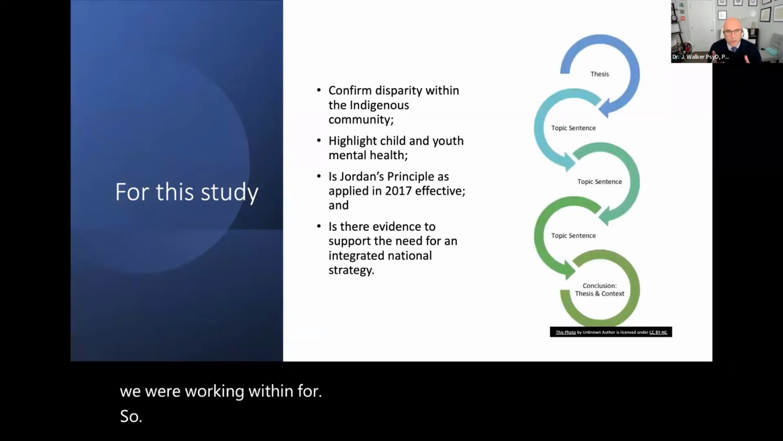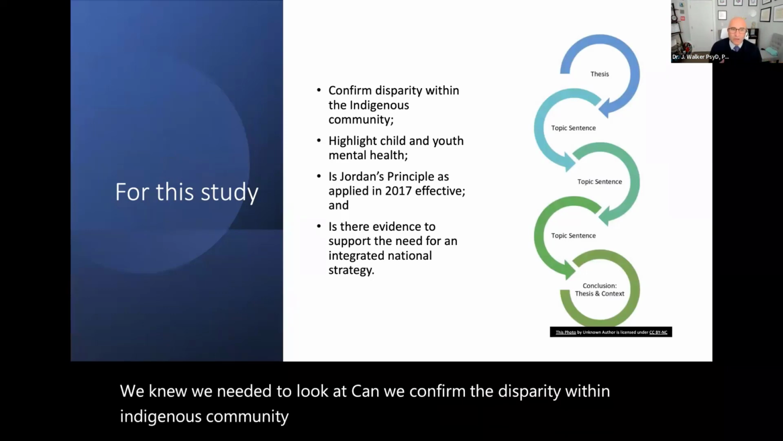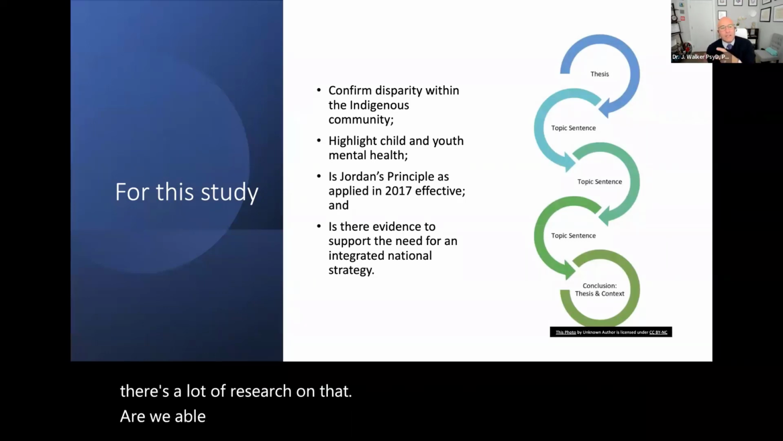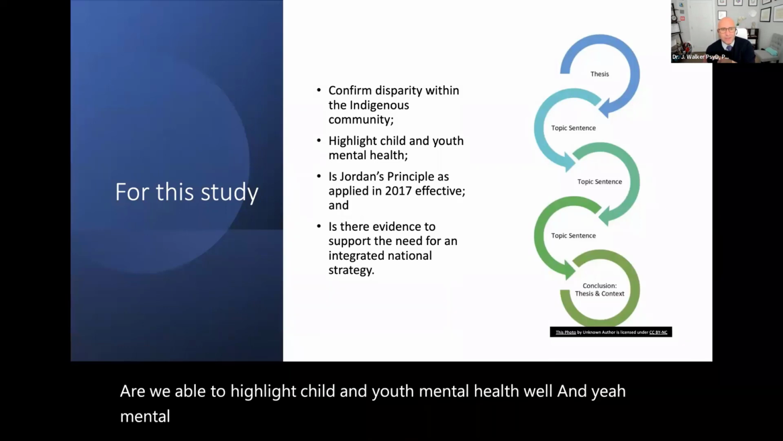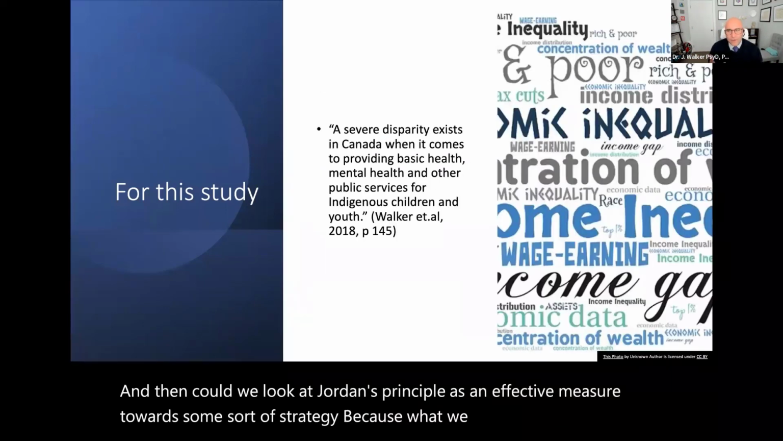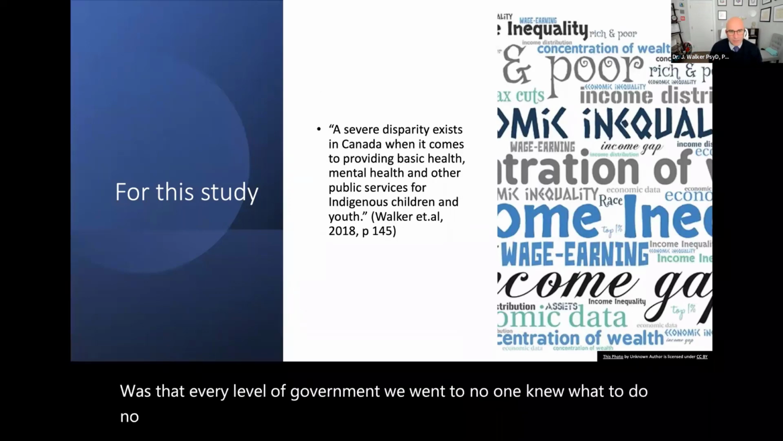So for the purpose of this study, we knew we needed to look at, can we confirm the disparity within Indigenous communities around the issues that we're talking about? Well, yeah, there's a lot of research on that. Are we able to highlight child and youth mental health? Well, yeah, we have to. And then could we look at Jordan's principle as an effective measure towards some sort of strategy? Because what we saw was that at every level of government we went to, no one knew what to do. No one wanted to take responsibility, really.